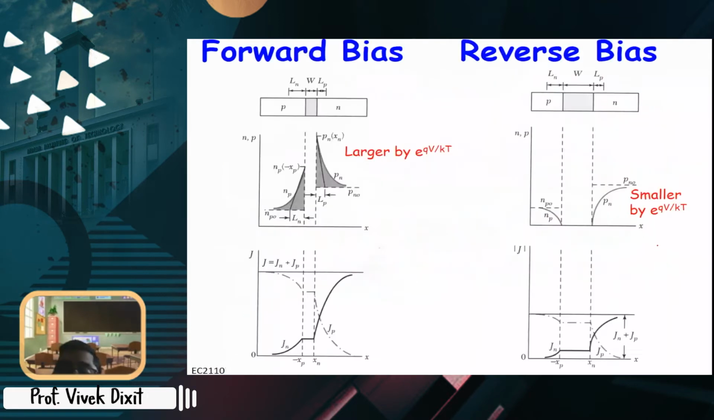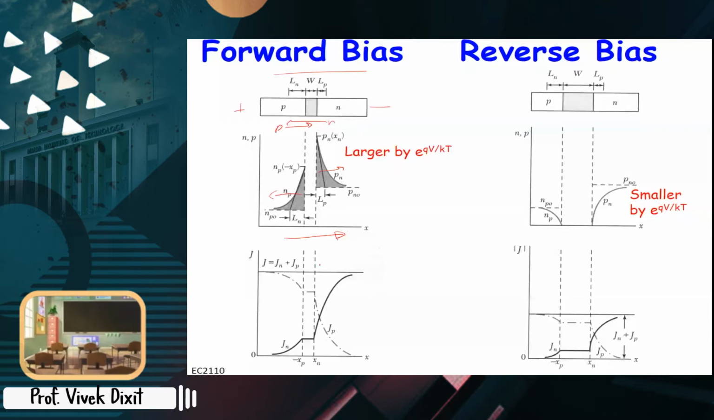You can see the picture here, both are shown. This is forward bias. In forward bias, from the P side, holes are injected, and from the N side, electrons are injected, and this is their concentration profile. Due to this, there is a diffusion current, and the direction of the diffusion current is in the direction of the holes. So overall current flows in this direction from P to N. If you connect positive here and negative here, current is flowing from positive to negative.